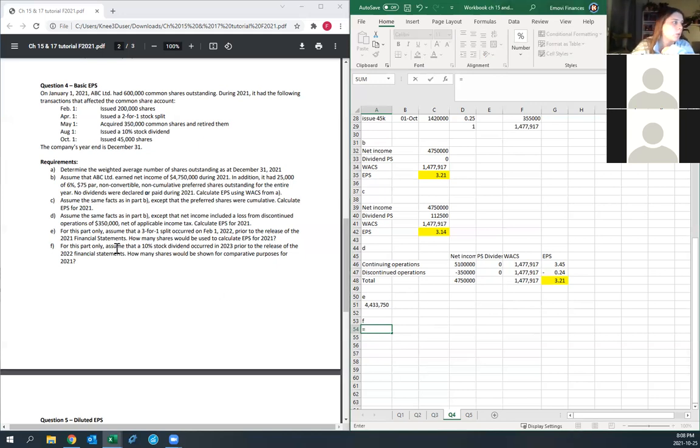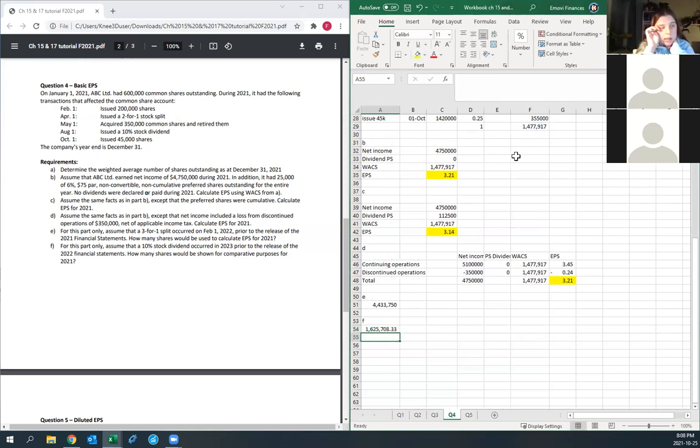So this is for this part only. I'm not going to take into consideration the 3-for-1 split that was in part E. I'm going to take the number of shares that we calculated before the stock dividend times 1.1 to reflect the stock dividend. That gives us 1.6 million shares that they're going to use for their 2022 financial statements. All right, so that's it for basic EPS. I think we went through any possible situation.